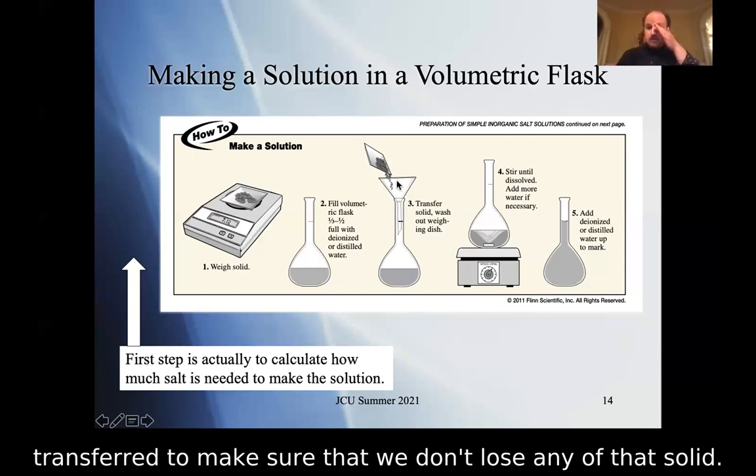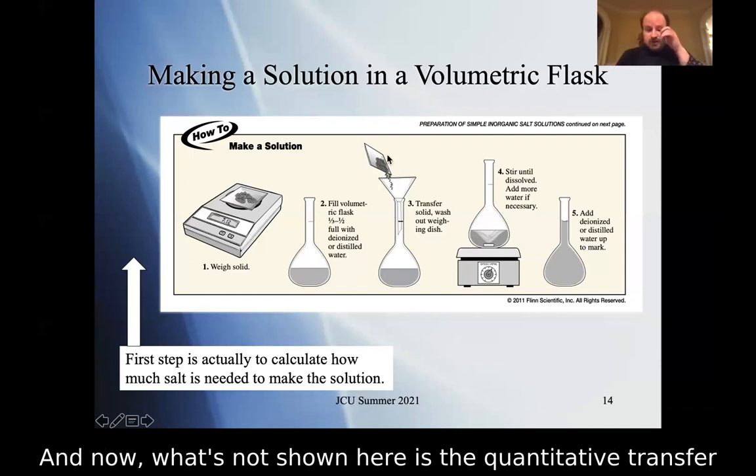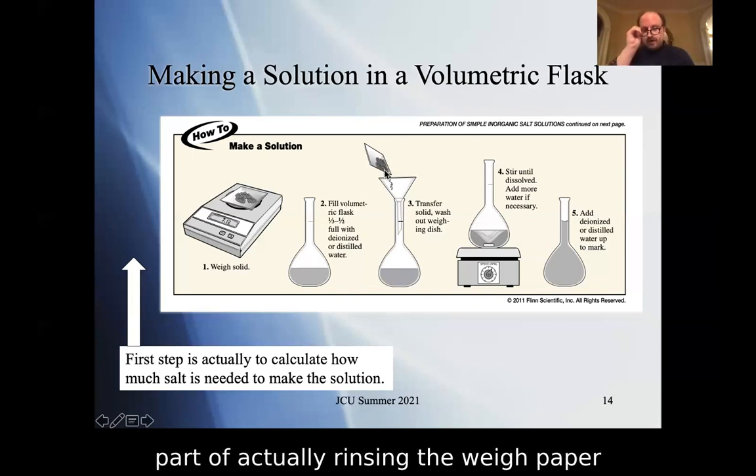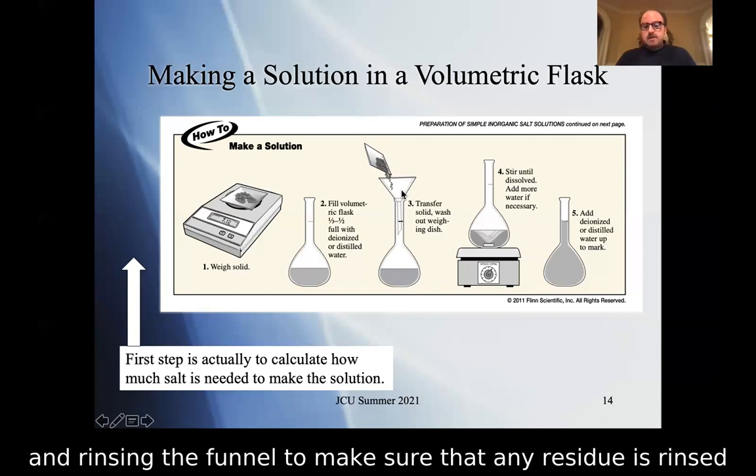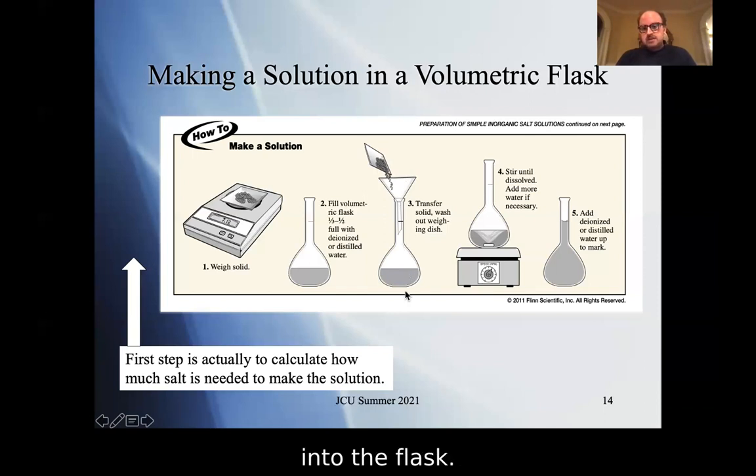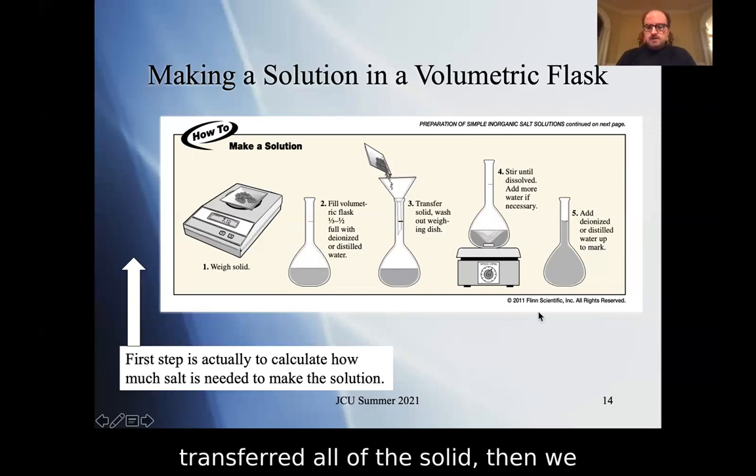of that solid, right? And now what's not shown here is the quantitative transfer part of actually rinsing the weigh paper and rinsing the funnel to make sure that any residue is rinsed into the flask. Now, after that, once we've actually transferred all of the solid, then we need to actually dissolve the solid.